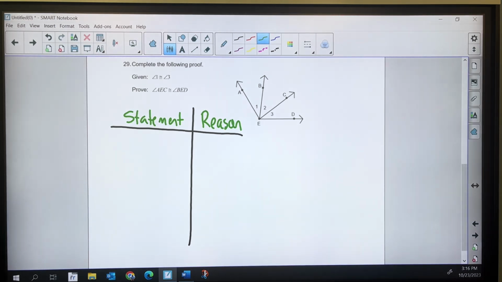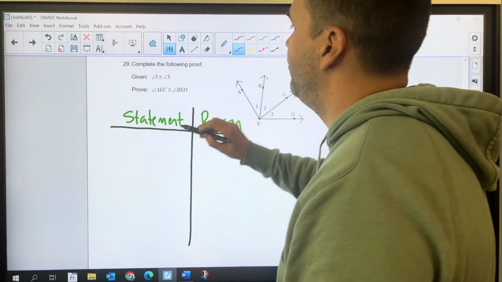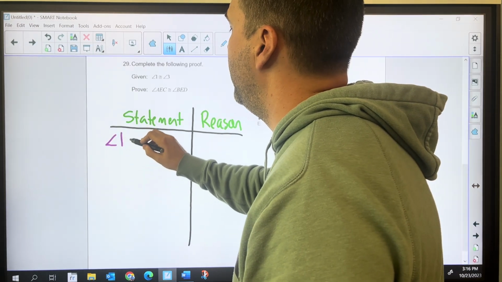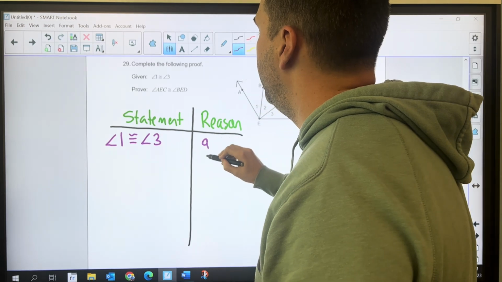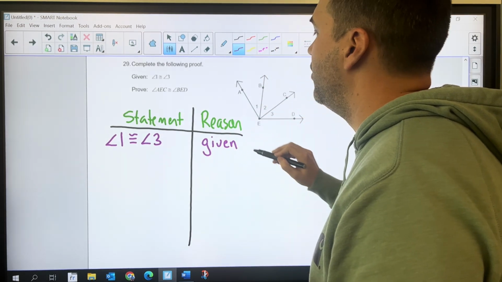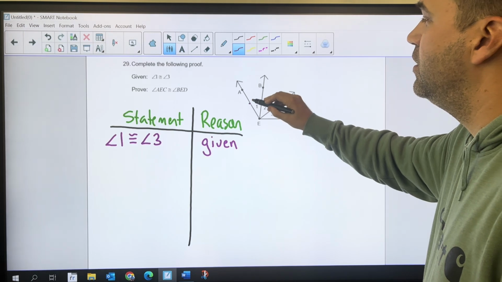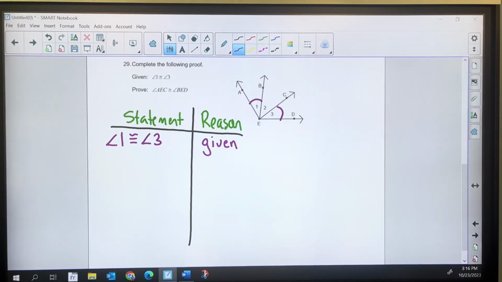We can start many different ways. I'm going to go ahead and start with the given. When at a loss, it's always a good place to start. And the reason that angle 1 is congruent to angle 3 is because of the given. So here's angle 1, here's angle 3 right there.